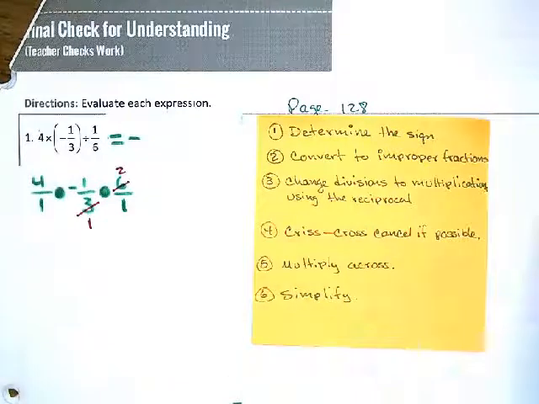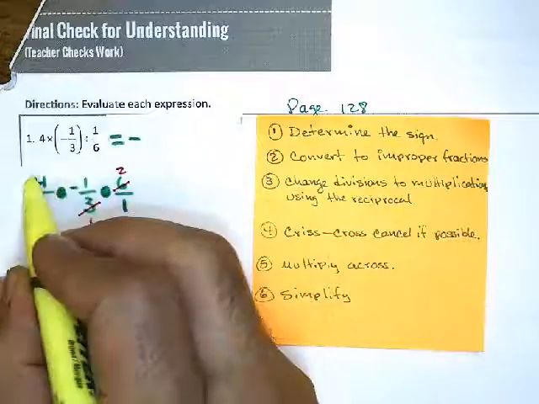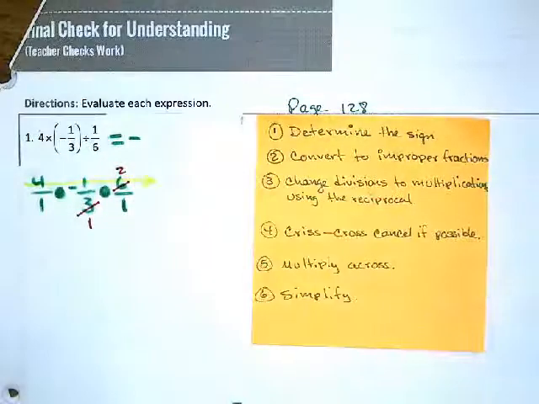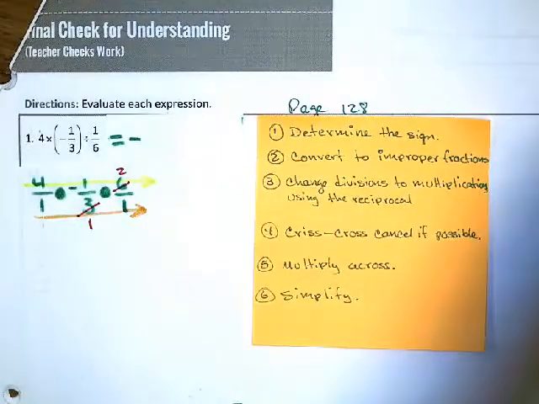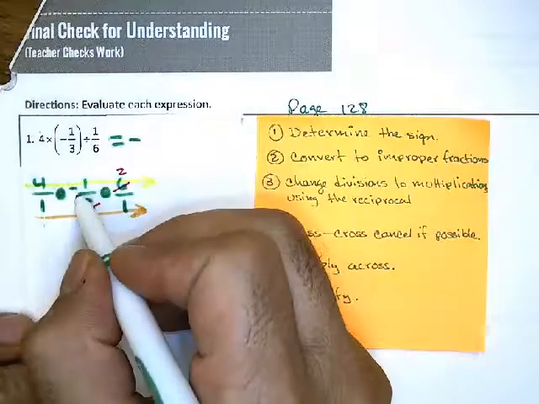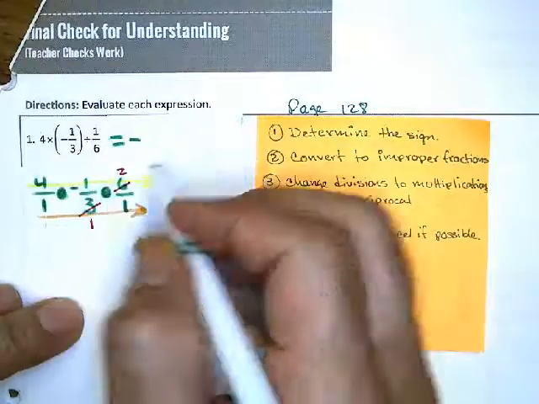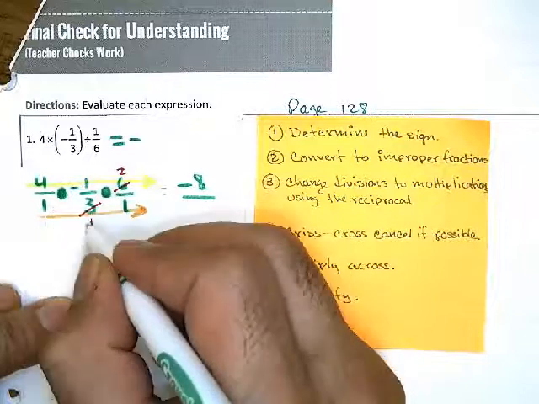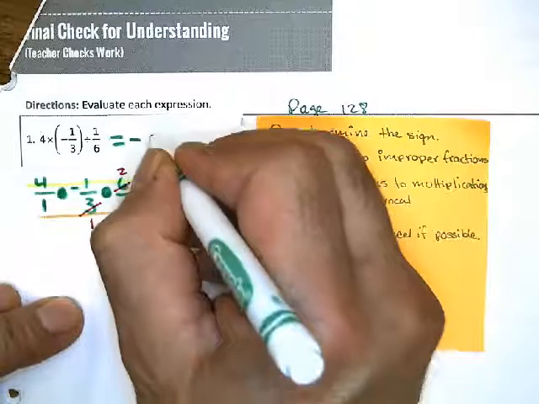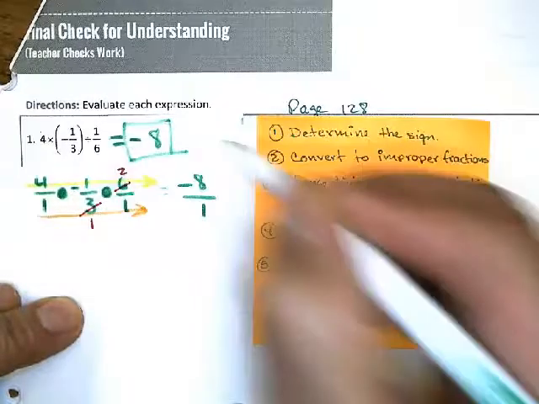Now all I got to do is multiply across in this direction and this direction. So my first answer would be 4 times -1 is -4 times 2 is -8, and 1 times 1 times 1 times 1 is 1. So my answer is -8.